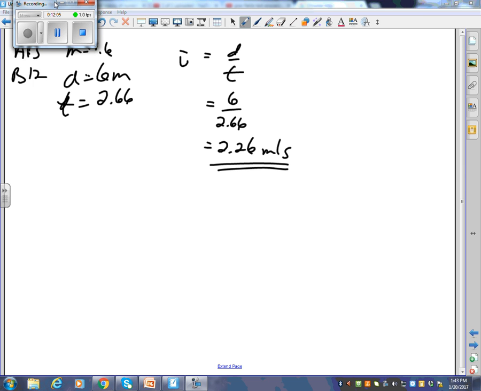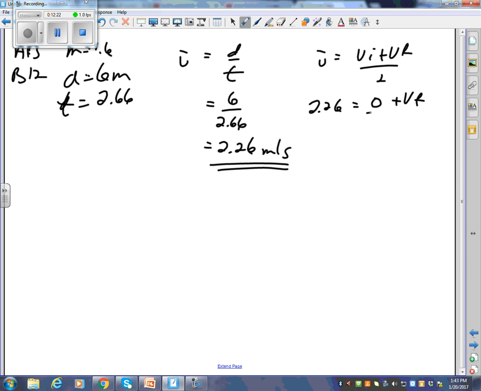Okay, so that is the average velocity. So then you would write V bar equals (VI plus VF) over 2. The average is 2.26. What's the initial velocity when you drop something? 0. Right? And you're going to multiply both sides by 2. And again, you've got to have these math skills, you guys. 4.51 meters per second.